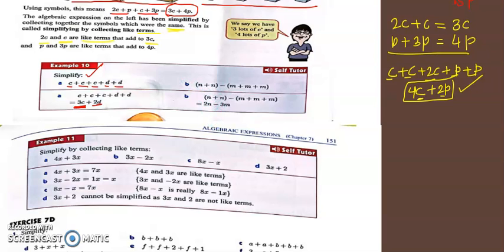Now in this example, if you observe carefully, n and n is there minus m plus m plus m. So n plus n will give you 2n and m plus m will give you 3m. But in between there is a minus sign, so you have to give a minus sign here. So finally your answer here is 2n minus 3m.